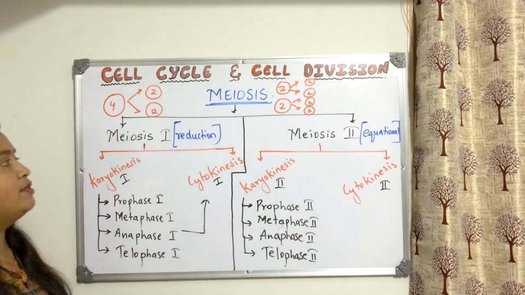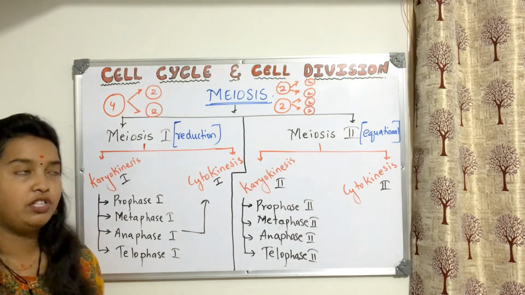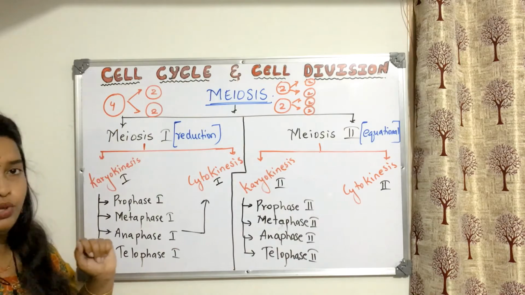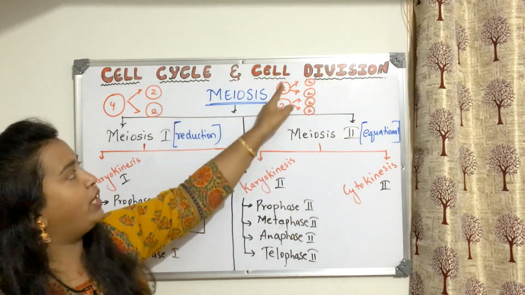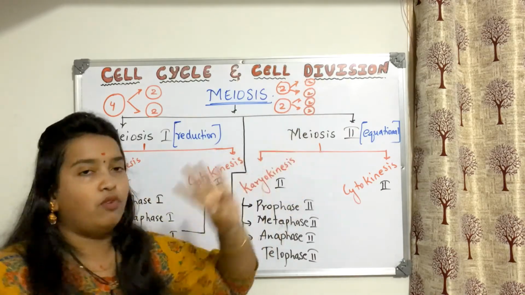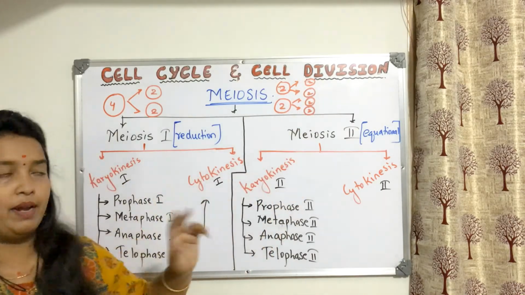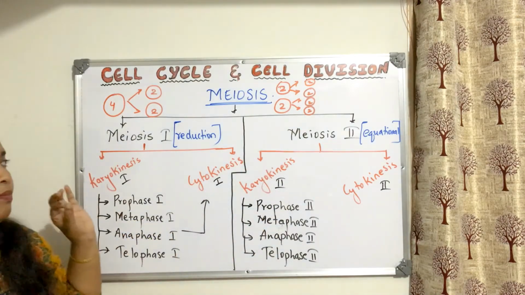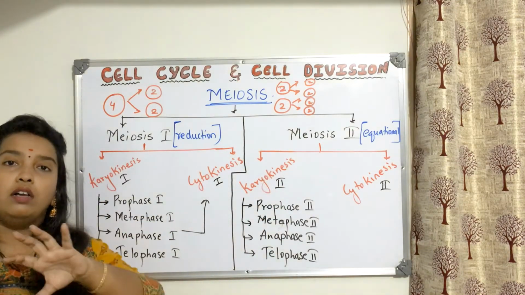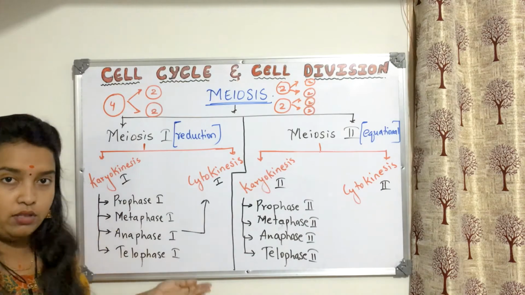So this is meiosis 1, which is reduction division. You can see 4 has reduced to 2. Meiosis 2 is equational division. So I am showing these 2 cells here, and they have produced 4 cells. All the chromosome numbers are the same as the parent cells. Overall, you should have this idea about meiosis.